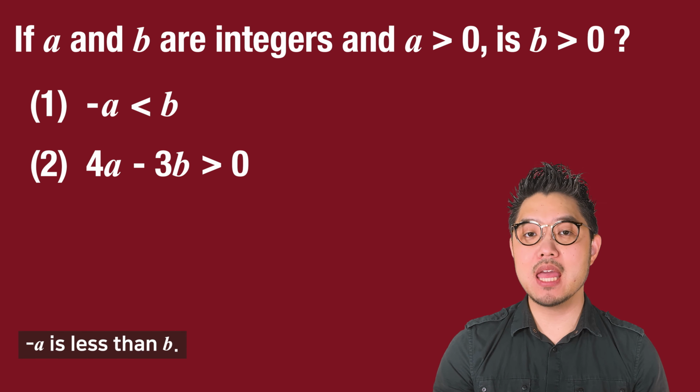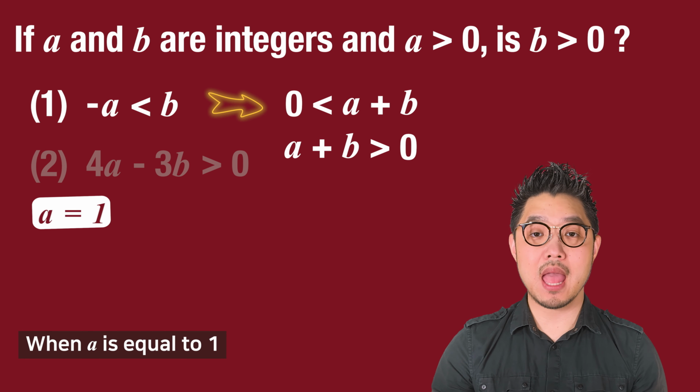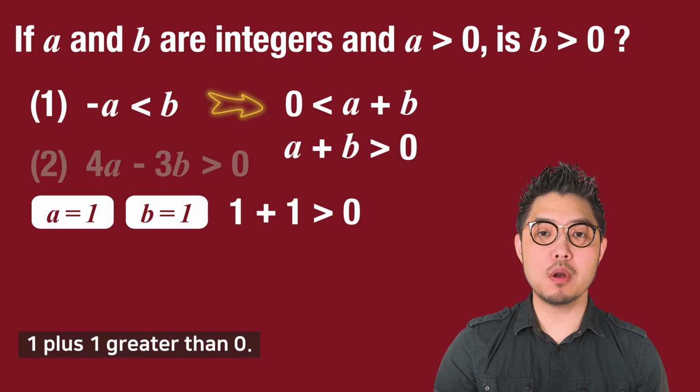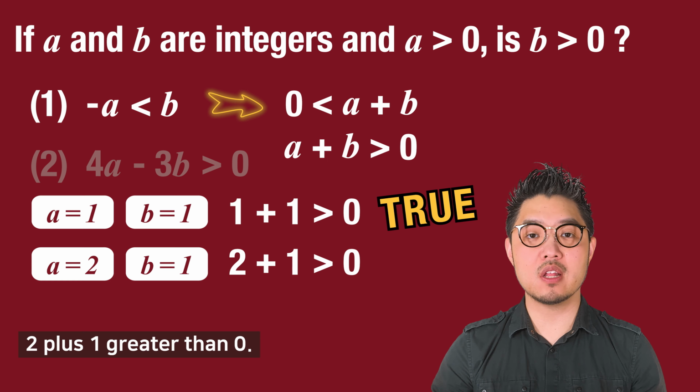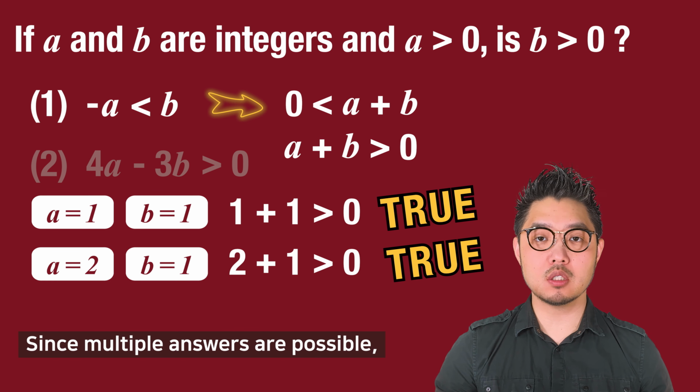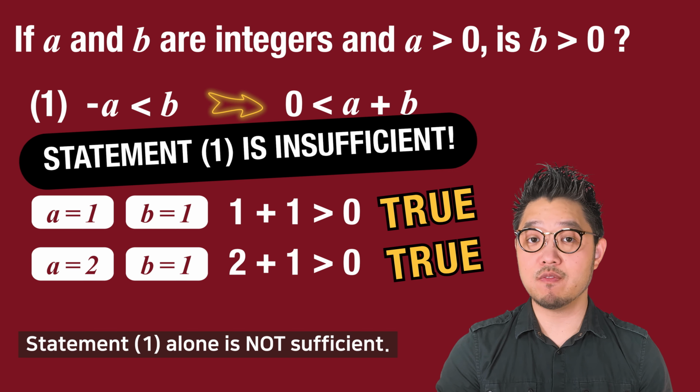Let's rewrite this inequality. We have 0 is larger than a plus b, or a plus b greater than 0. When a is equal to 1 and b is equal to 1, the equation becomes 1 plus 1 greater than 0. And this statement holds true because 2 is greater than 0. When a is equal to 2 and b is equal to 1, the equation becomes 2 plus 1 greater than 0. And this statement holds true. Since multiple answers are possible, statement 1 alone is not sufficient.